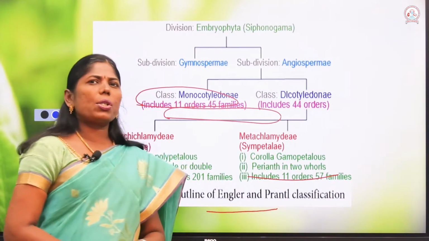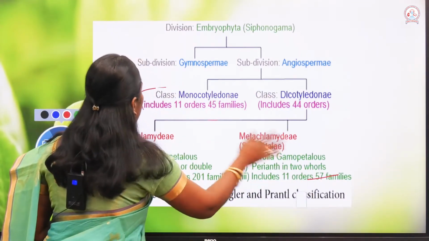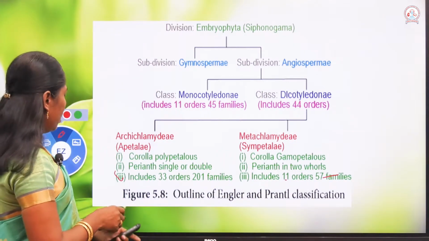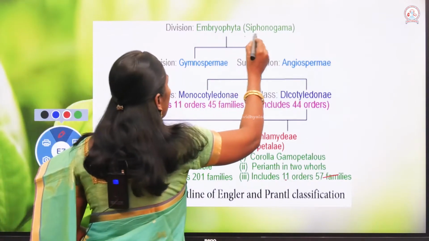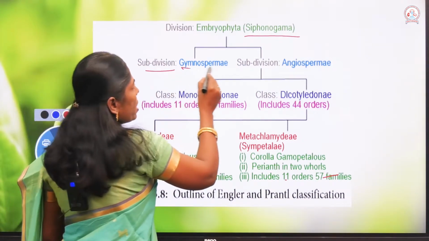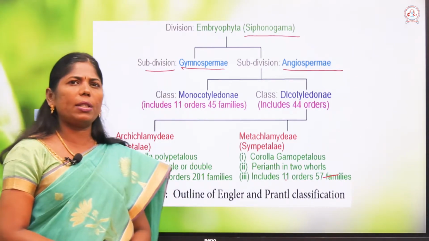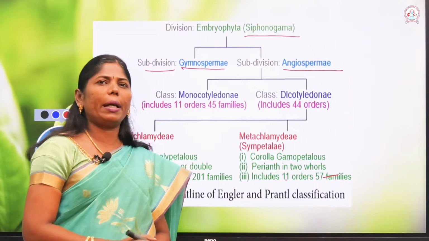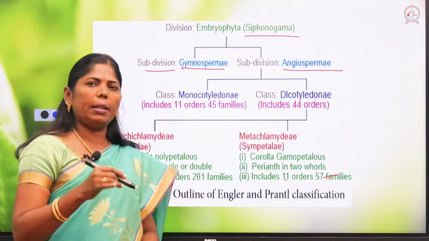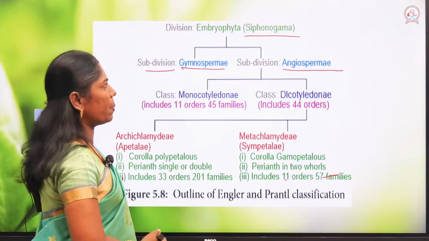So this is the classification of the Engler and Prantl system. The phylogenetic system of classification given by Engler and Prantl has embryophyta with Siphonogama, that is, pollen tube இருக்கு அப்படினு அர்த்தம். It has subdivisions: one is gymnosperm, another is angiosperm. What is the main difference between gymnosperm and angiosperm? Gymnosperms have naked ovules, the ovary is absent. In angiosperms the ovule and ovary are present. That is the main difference.